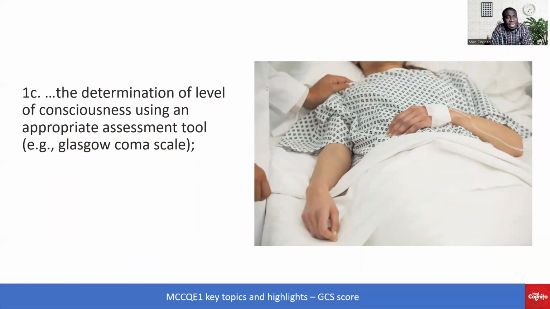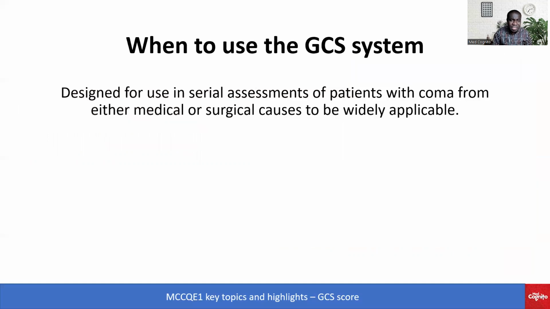In that particular objective, one of the key things is that you need to determine the level of consciousness using an appropriate assessment tool. And an appropriate assessment tool to use to determine the consciousness level of a patient is the Glasgow Coma Scale score. Some call it the GCS score. And a lot of people confuse it, and that's why I want us to pay attention to this.